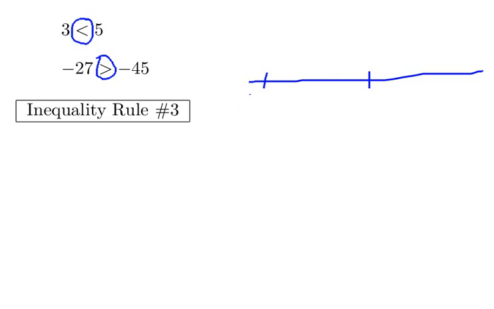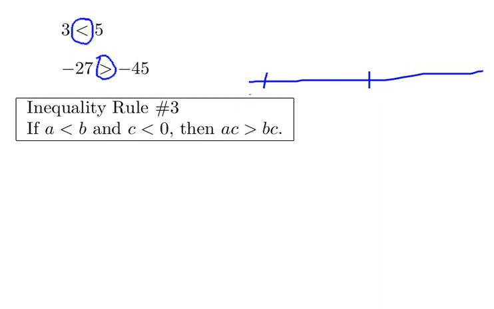Okay, inequality rule number 3. If A is less than B and C is less than 0, then AC is greater than BC. Let me clear off that stuff. So if A is less than B and C is less than 0, then AC is greater than BC. Let me write that out in English.